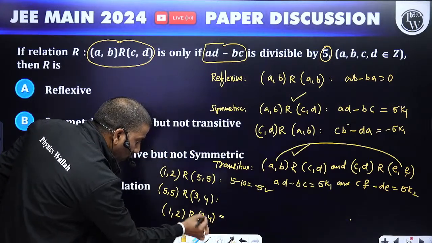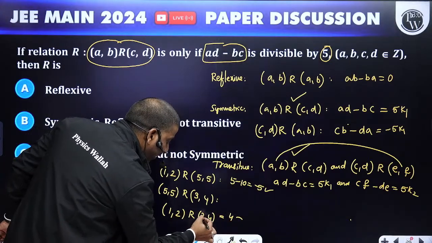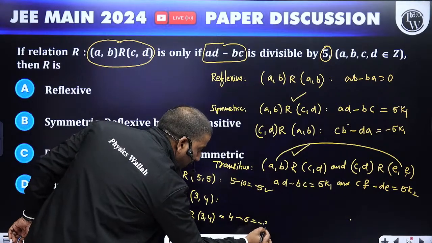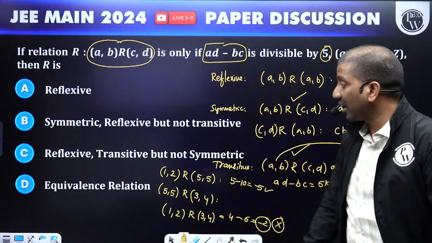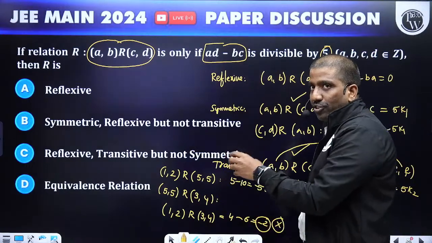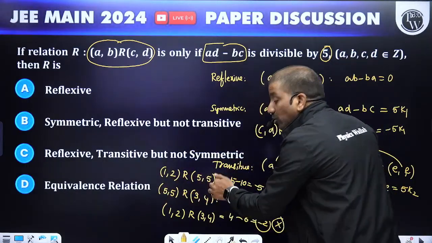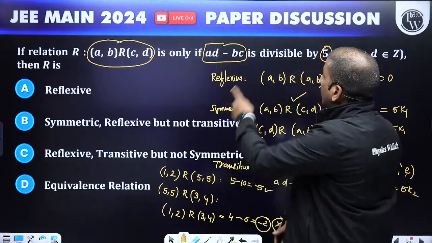What do you get? 1 times 4, 4 minus 3 times 2, 6. So this is minus 2. It is not divisible by 5. Correct? Once again I am repeating. I have taken a counter example. 1, 2, 5, 5. So why have I taken 5, 5? It is divisible by 5.